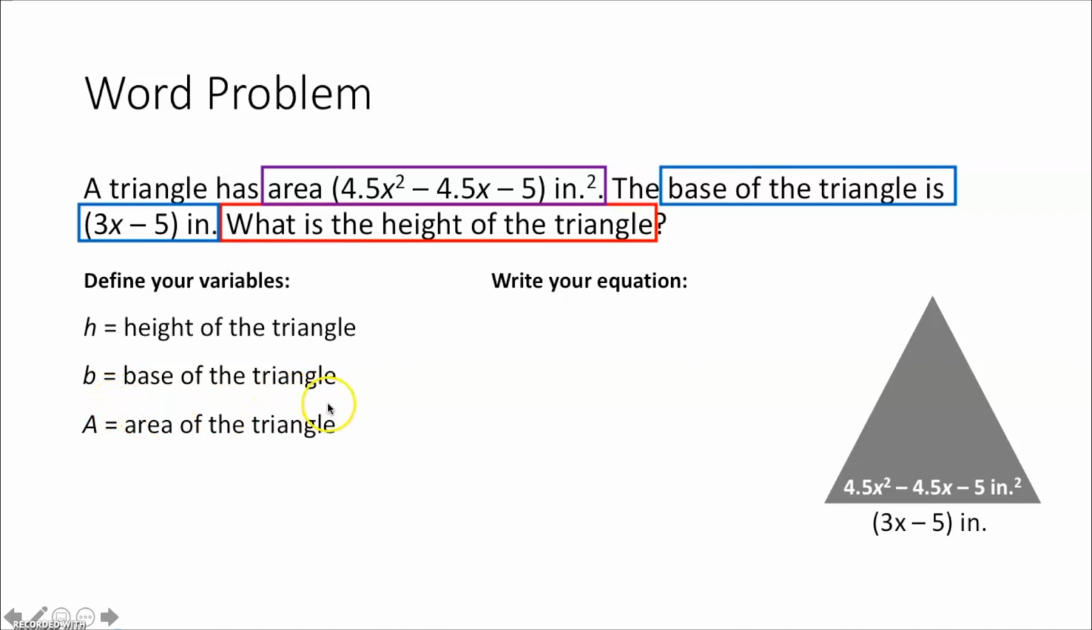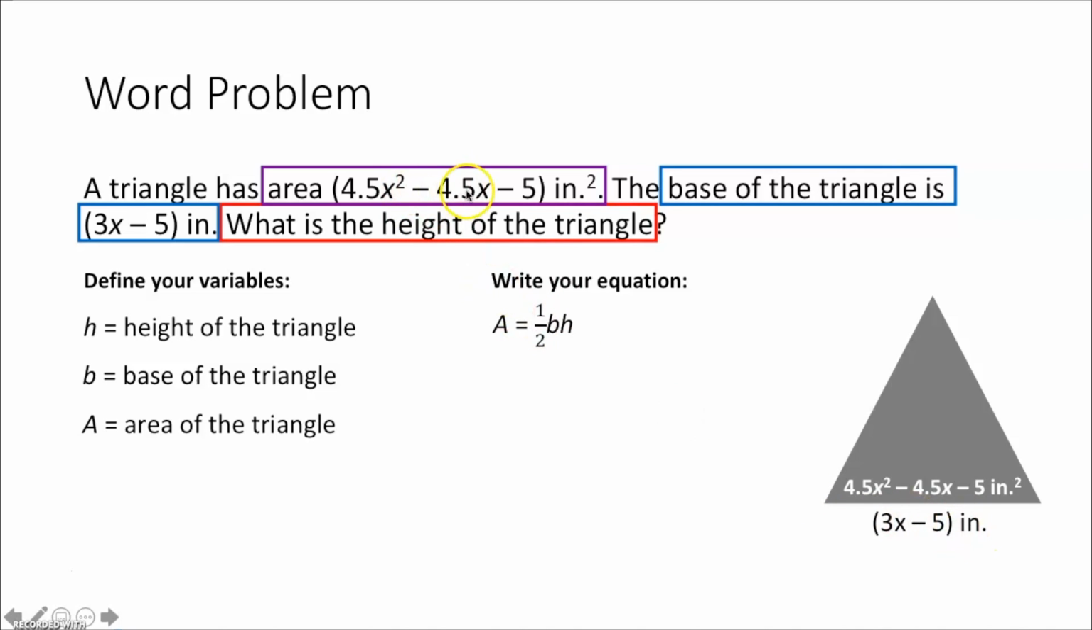So what is our equation? Well, it's area of a triangle. So what's the area of a triangle formula? That's actually 1/2 the base times the height. So a is equal to 1/2 the base times the height. Perfect. We are trying to find the height, and we know the base. We also know the area.